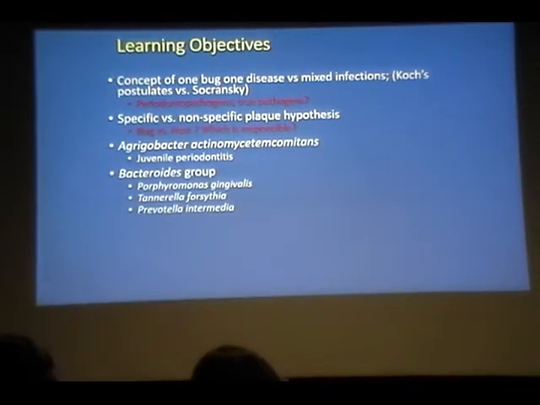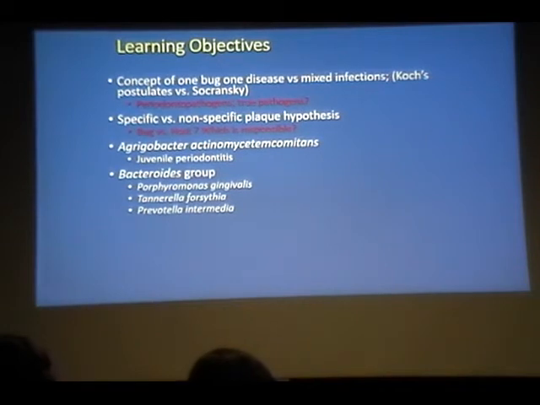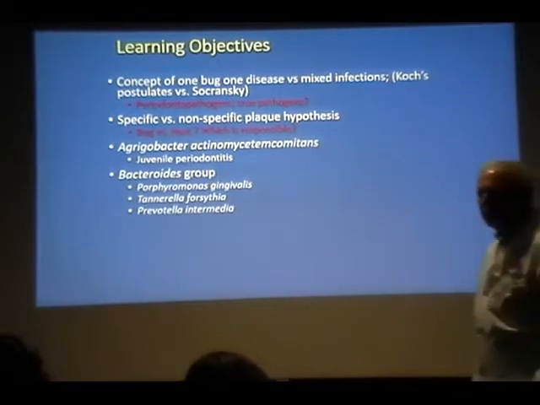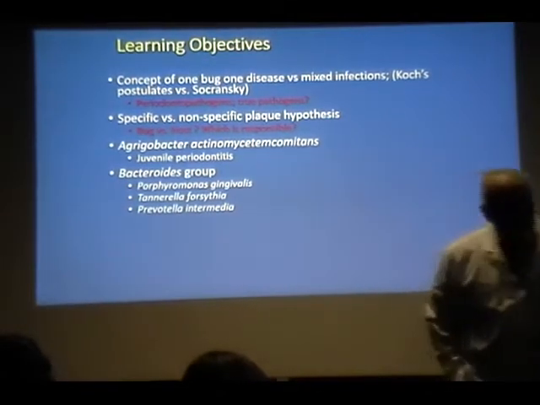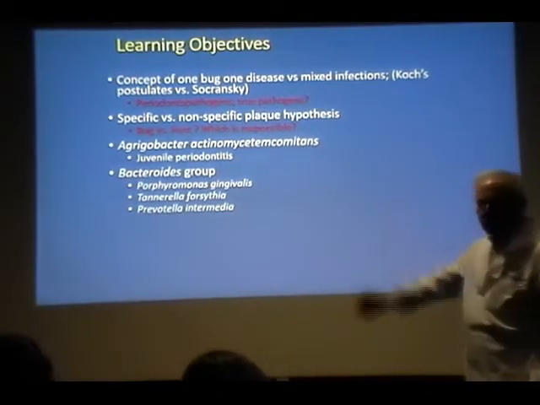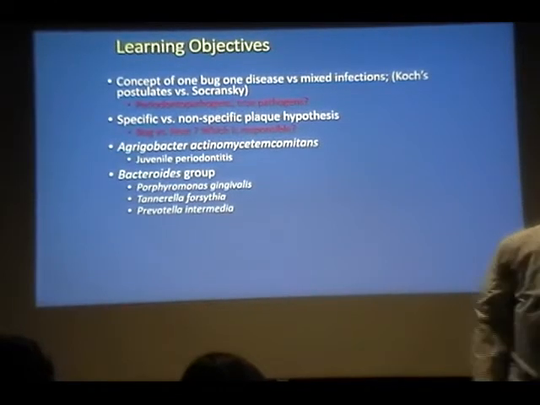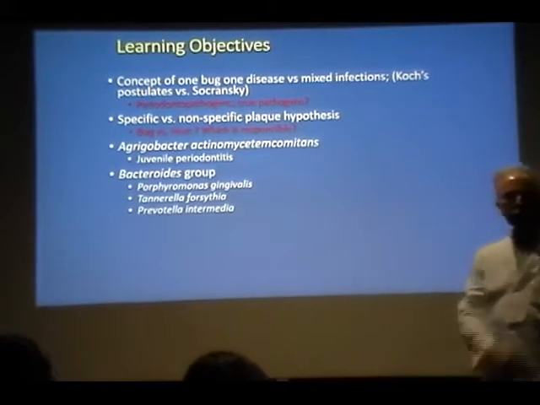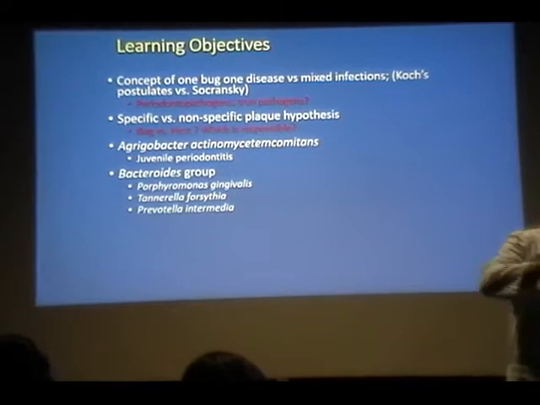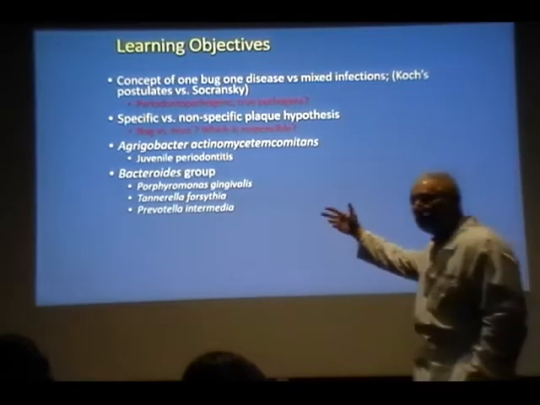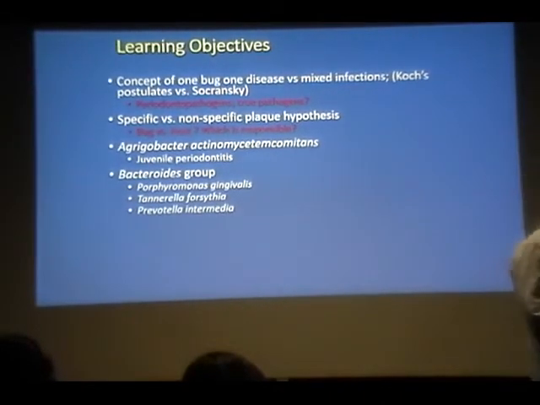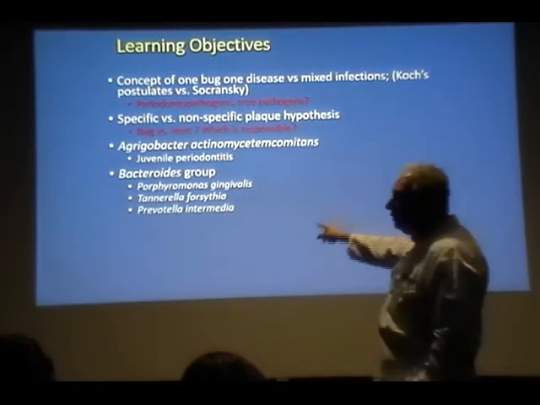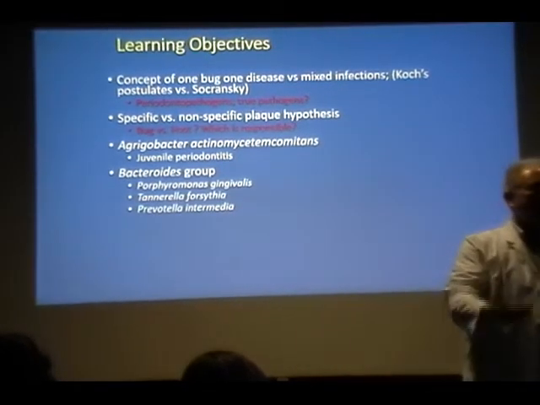Then we'll talk about the Bacteroides groups. The Bacteroides organisms, it's an umbrella term for organisms associated with periodontitis. Porphyromonas gingivalis used to be called Bacteroides gingivalis. Tannerella forsythia used to be called Bacteroides forsythus. And forsythus or forsythia is named after the place where it was first identified, the Forsyth Institute in Boston. Prevotella intermedia used to be called Bacteroides intermedius.